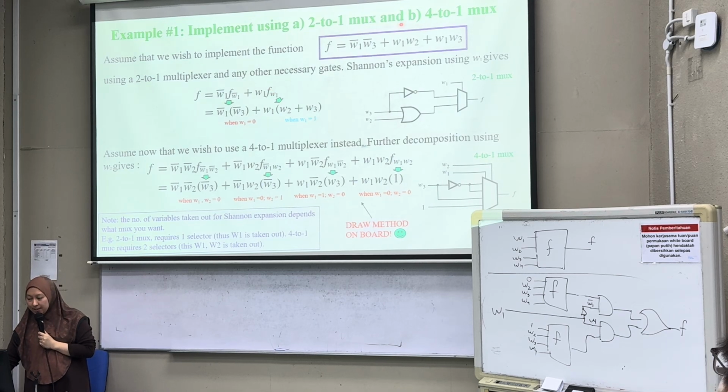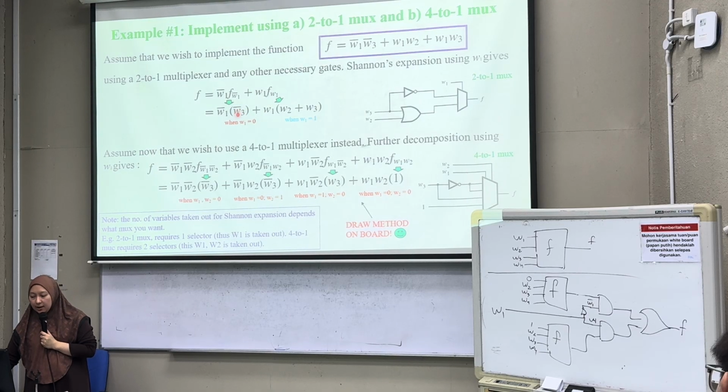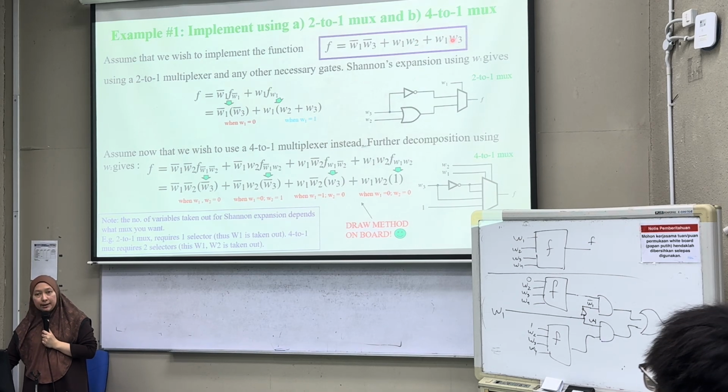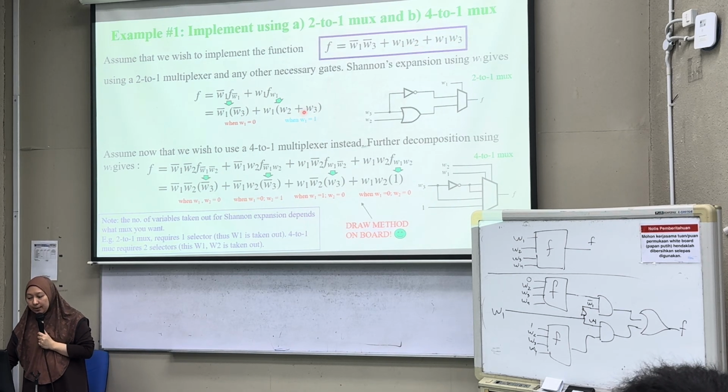So from this expression, this is when you apply W1 equals 0. Here you can cancel off, here you can cancel off, so what you are left with is W3 bar. So this is when you apply W1 as 0. Now for this cofactor, where this term means W1 equals 1, you are left with W2 plus W3. Okay, so from this, you can build your circuit.